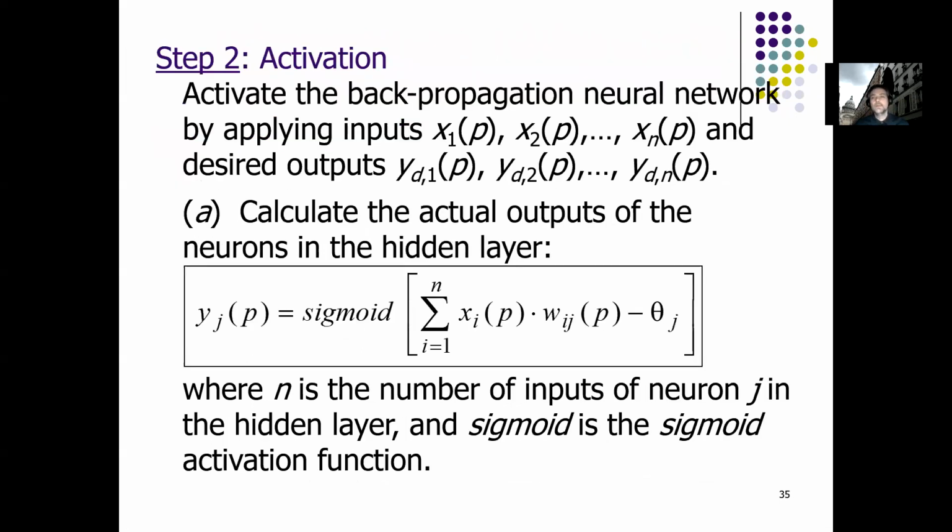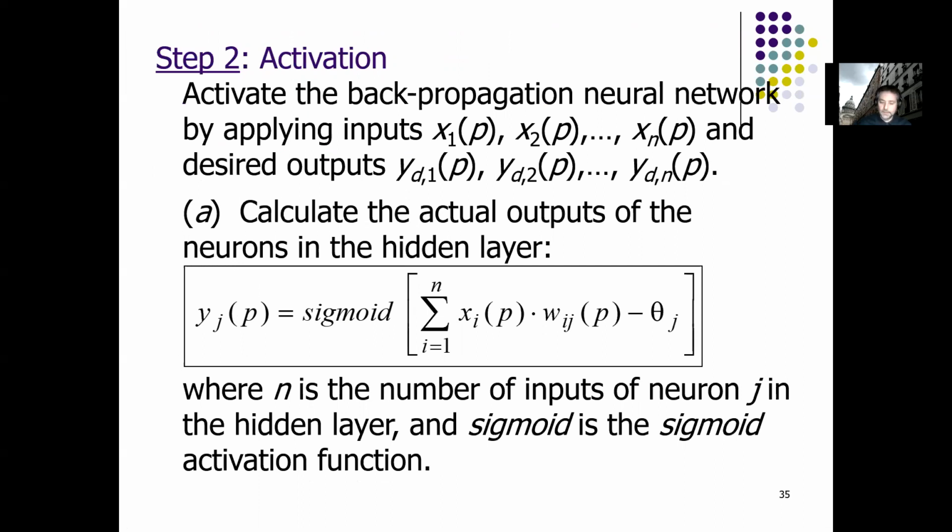And then you have the phase of activation, where you pass inputs through the network and you calculate the outputs of the neurons in the hidden layer. And the outputs take into account the activation function, which in this case is sigmoid. In the perceptron, we had the step function or hard limiter function.